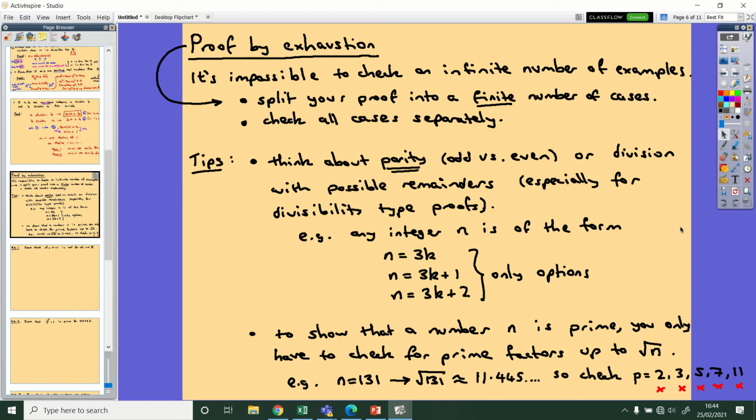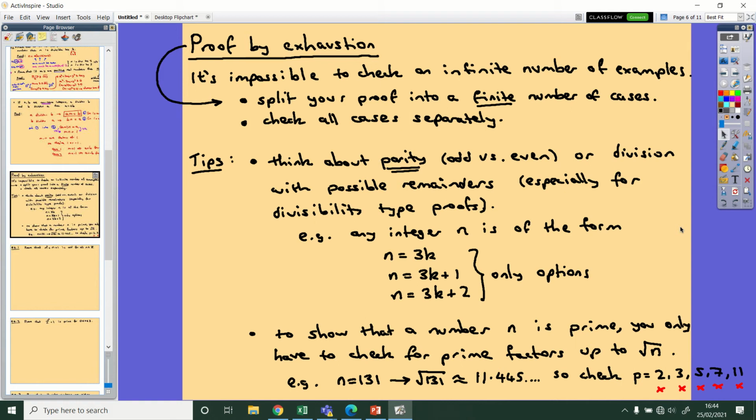So the first slide here just has some notes for you to maybe take note of. I'm starting by saying that it is indeed impossible to check an infinite number of examples. Okay, we're only human. Even if you've got a bunch of time on your hands, it's an impossibility. So the idea behind proof by exhaustion is that you split the proof into a finite number of cases. Normally this is at most half a dozen in an exam, because they're not going to want you to be there all day checking hundreds of cases. And then you systematically check all cases separately.